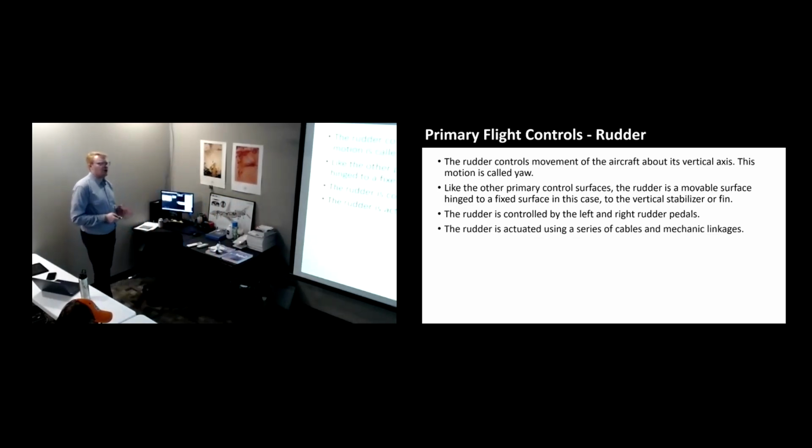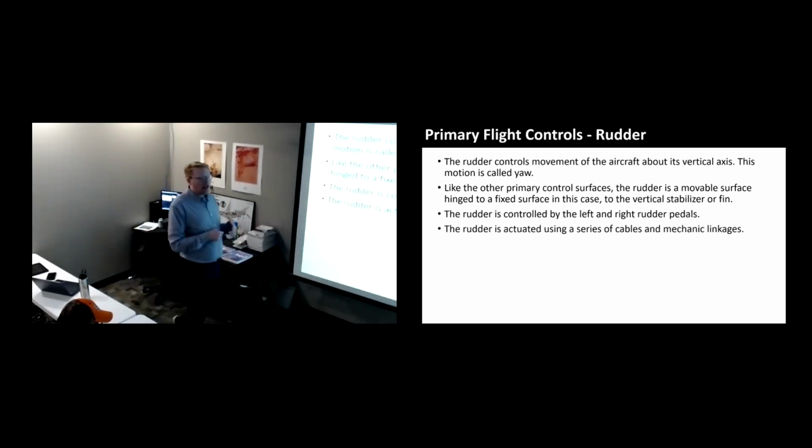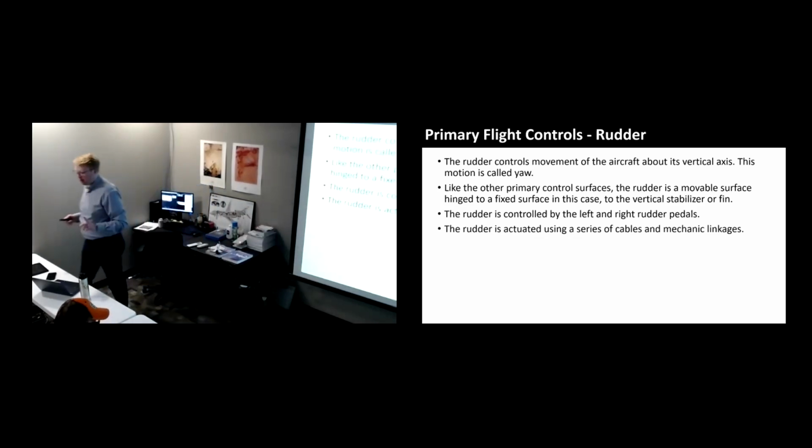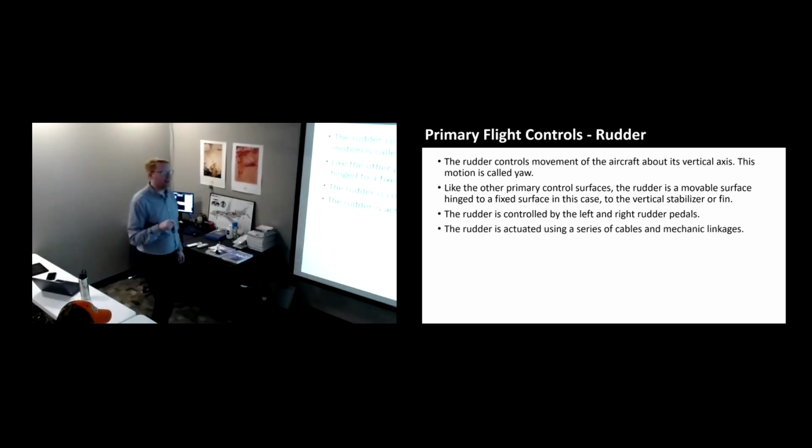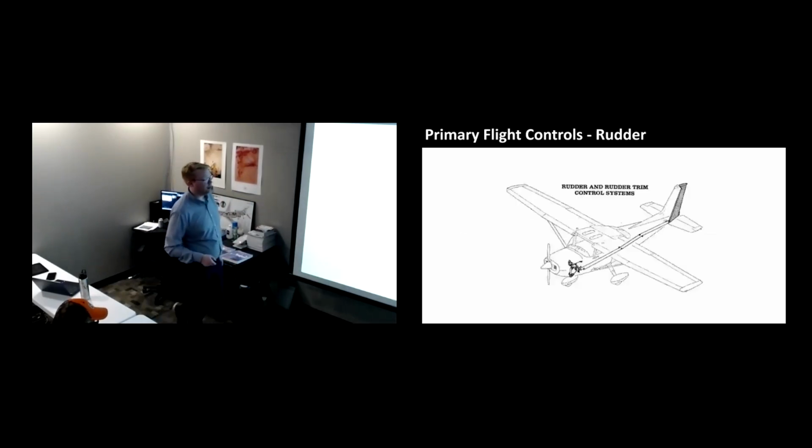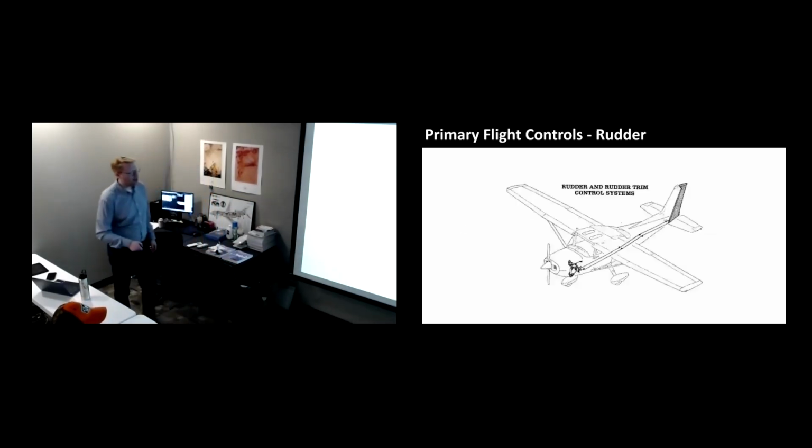The rudder is controlled with the rudder pedals in the cockpit. These are two pedals on the floor. And again, surprise, surprise, they're attached via cables. I know that might be surprising. Again, other airplanes may have different setups, but our smaller airplanes are going to be cables, and they're attached to the rudder pedals on the floor. This is a really high-end diagram from the mid-70s that Cessna decided to put together.